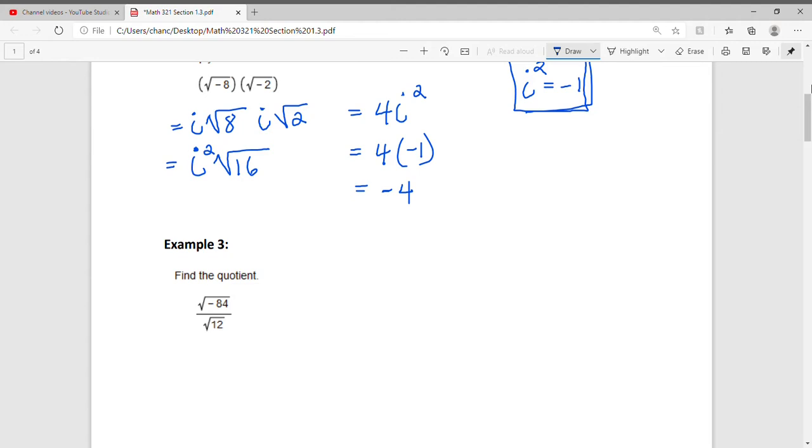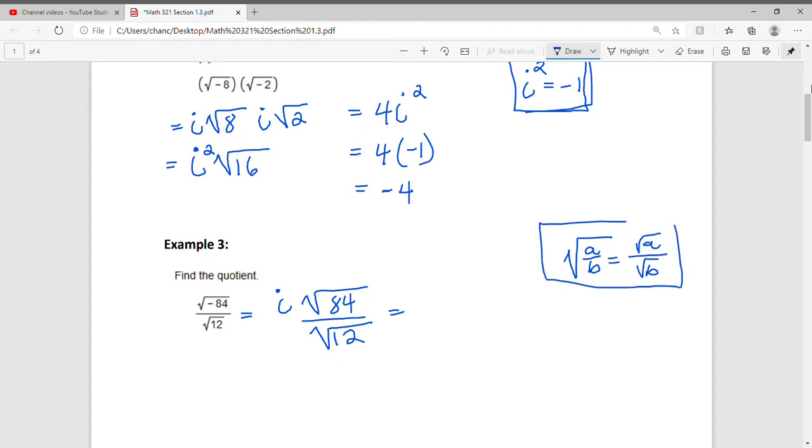For example 3, I could again pull out the i from the top and leave that as an 84. On the bottom, we'll leave that alone for now. We can use the quotient rule. What does the quotient rule say? It says I can take a radical as a fraction and split it into 2 radicals. That's what the quotient rule says I can do.